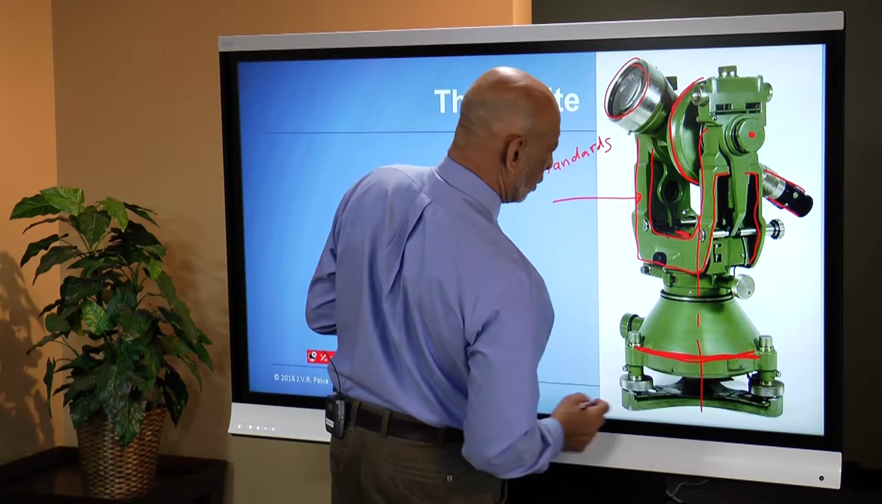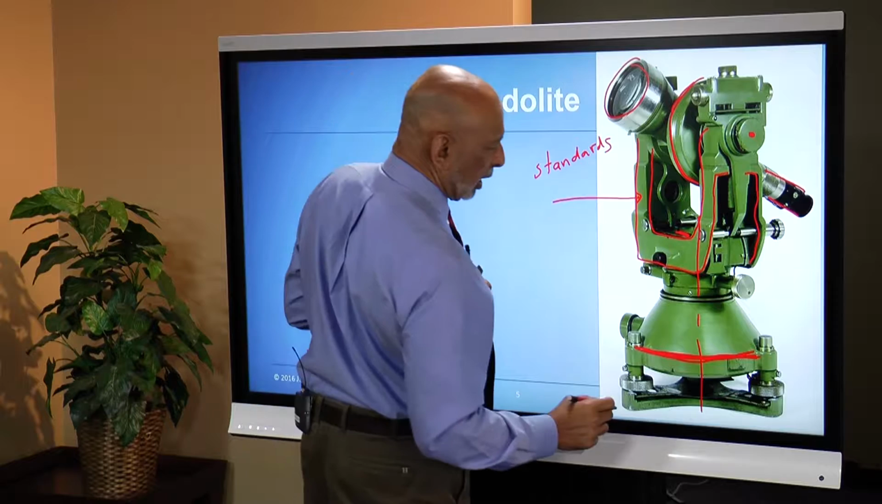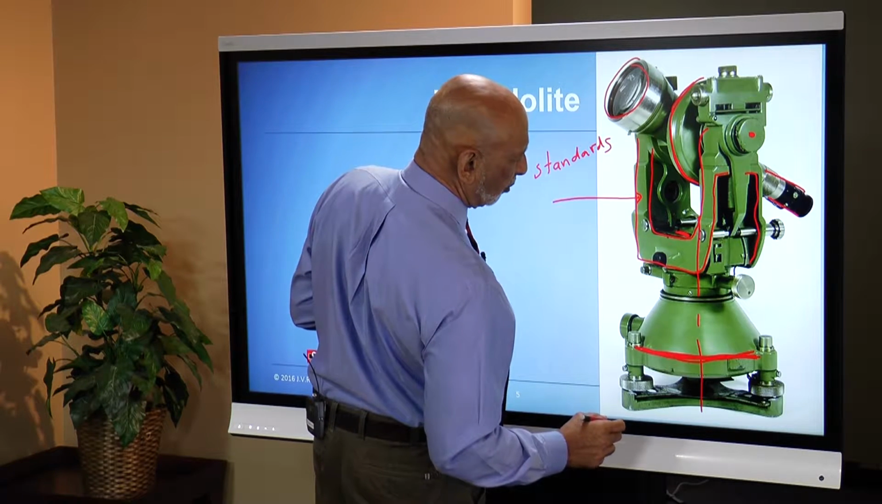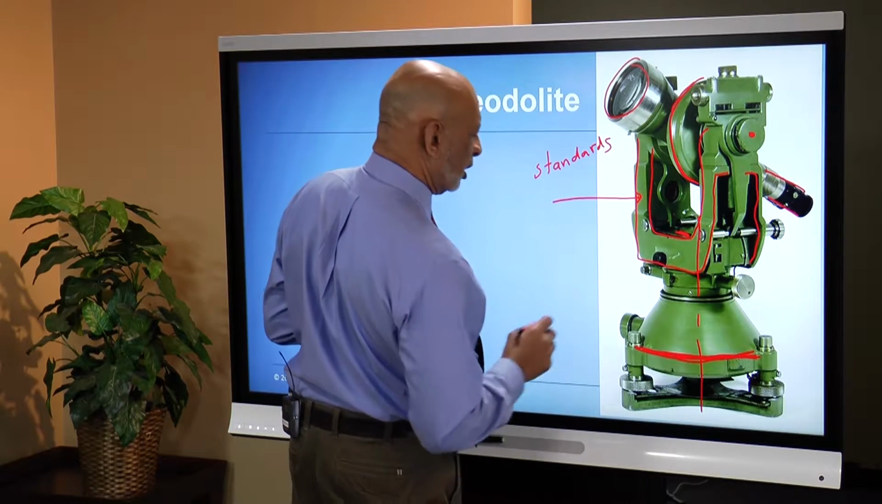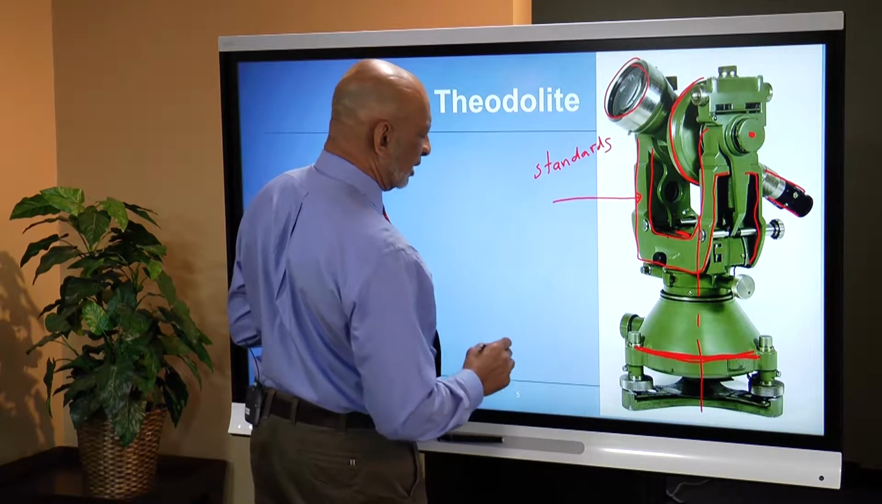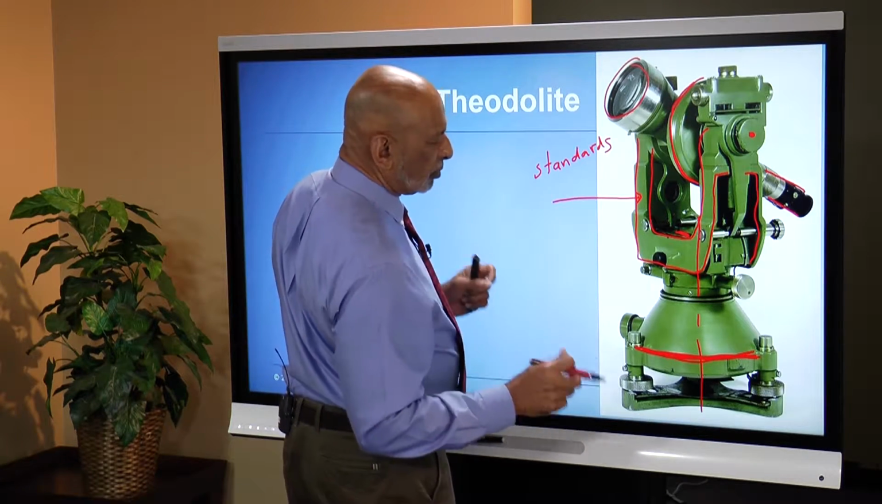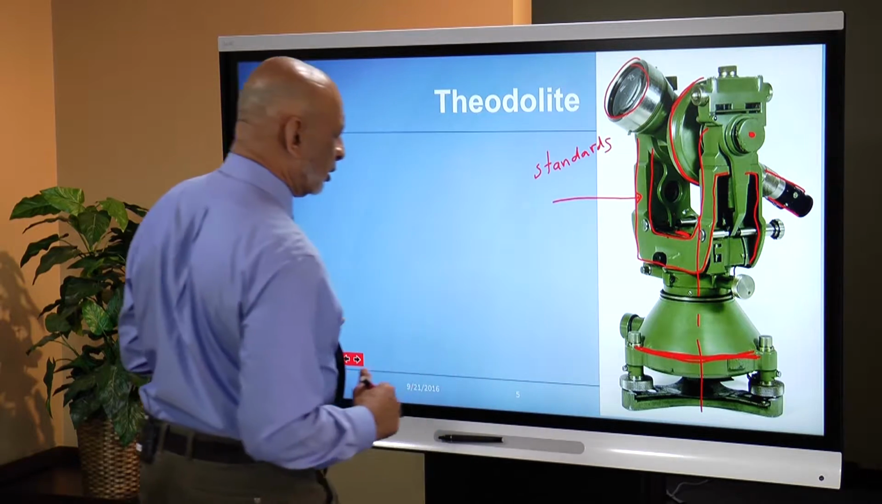So this is what's called a leveling base for a theodolite type of instrument. And I intentionally picked this photograph because it doesn't have something called a tribrach. So we'll get to that in the next picture.